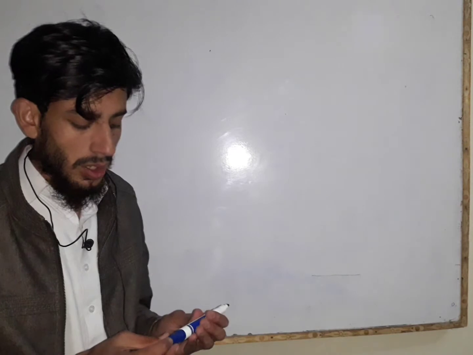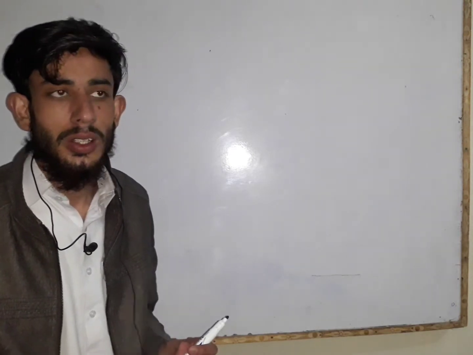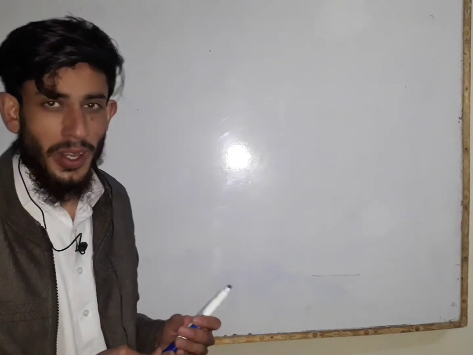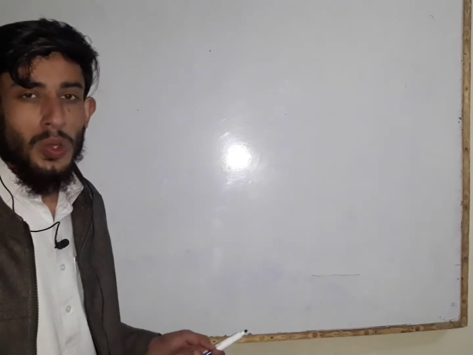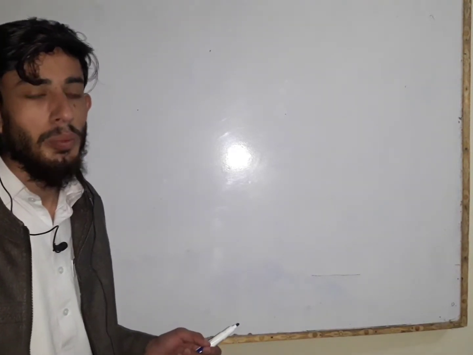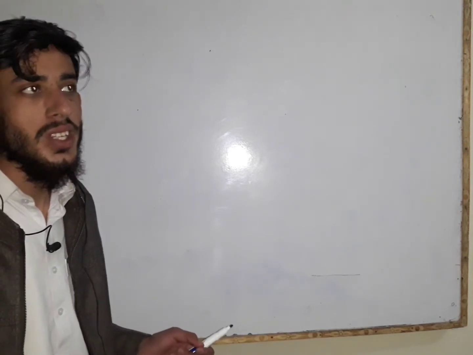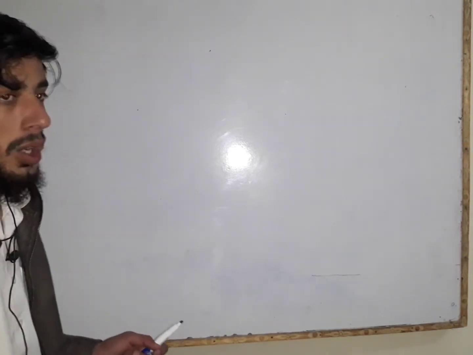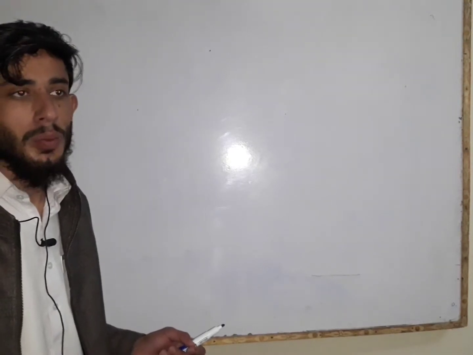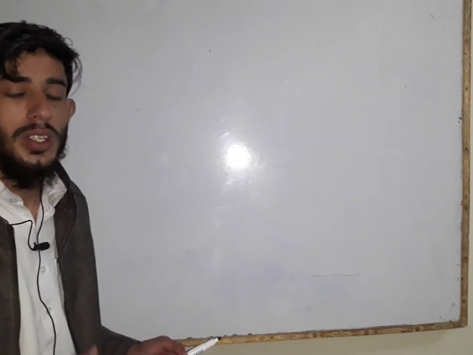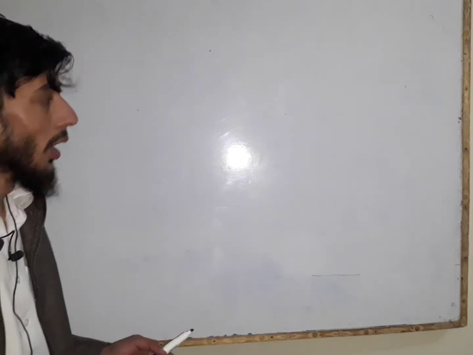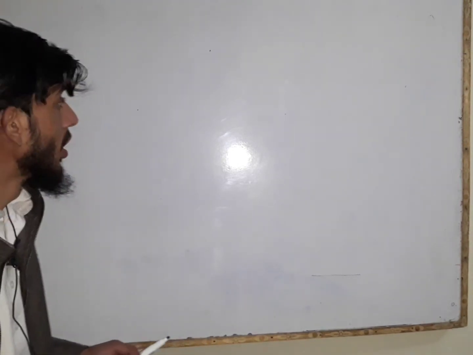I'm in the BS chemistry, the third semester. The topics are application of van der Waals equation for the calculation of PC, VC, and TC. PC means critical pressure, VC means critical volume, and TC means critical temperature.